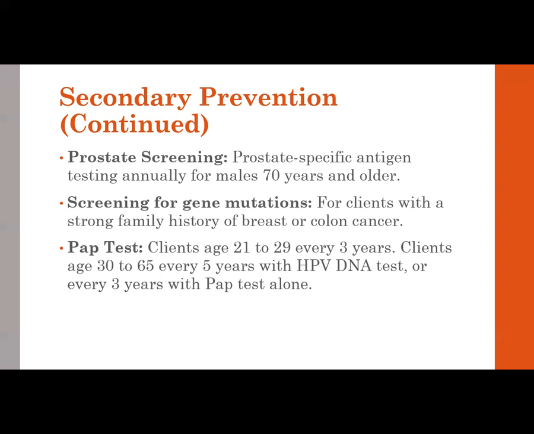Screening for gene mutations for clients with a strong family history of colon or breast cancer. And then a Pap test, clients age 21 to 29 every 3 years, clients age 30 to 65 every 5 years with an HPV DNA test, or every 3 years with a Pap test alone. So once again, those are all of our primary and secondary preventions, and they're just as important to talk about as what to do once we actually have the disease.